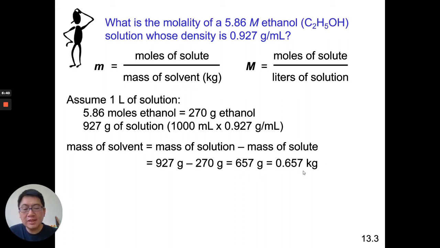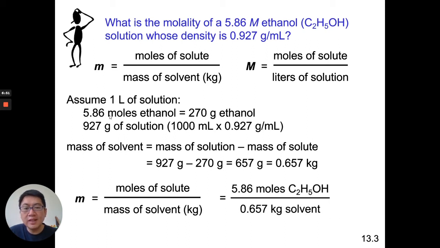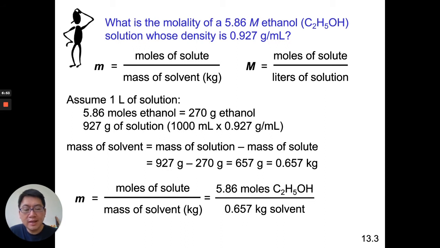Now I can plug that in. The mass of my solvent in kilograms, 0.657. The moles of my solute, 8.56. Plug that in a calculator, 8.92 moles. So a 5.86 molar solution of ethanol is 8.92 moles of solution.